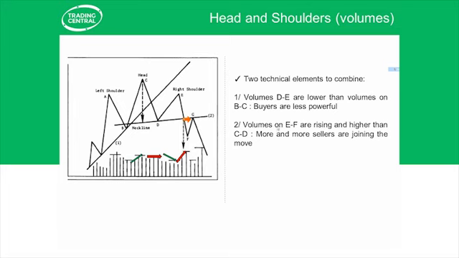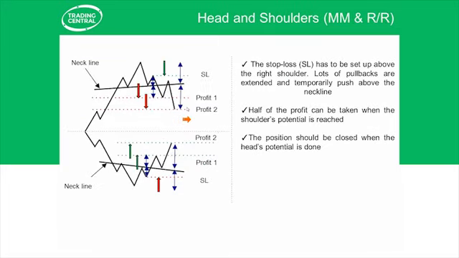So let's speak now about money management and risk reward, how to trade the head and shoulders pattern. So the stop loss has to be set just right there, just at the top of the right shoulder. So you can avoid this kind of pullback towards the neckline. And as I explained, it could be very frustrating.